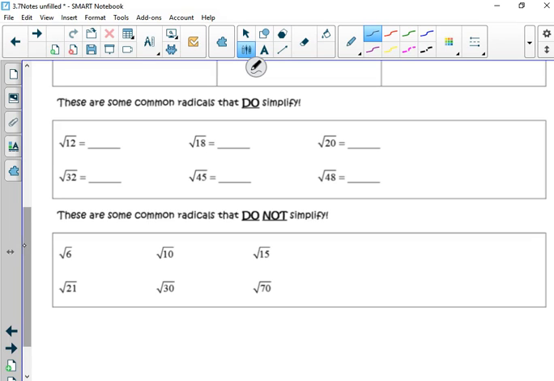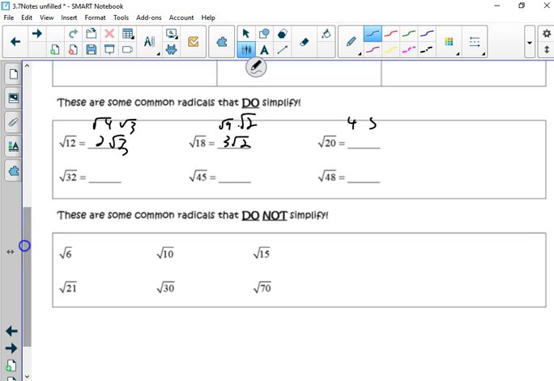So here's some common ones that simplify. I'm not going to show the work. Well, yes, I am. So this is 4 and 3. That's 2 root 3. These are ones you'll see a lot of. This is 9 and 2. So 3 root 2.